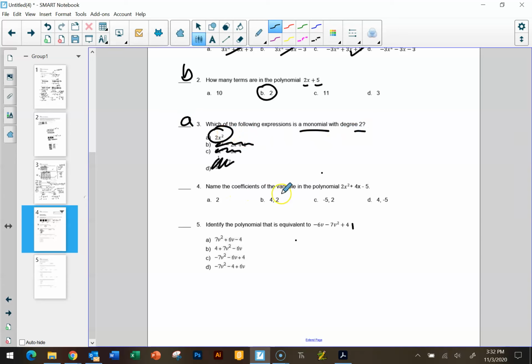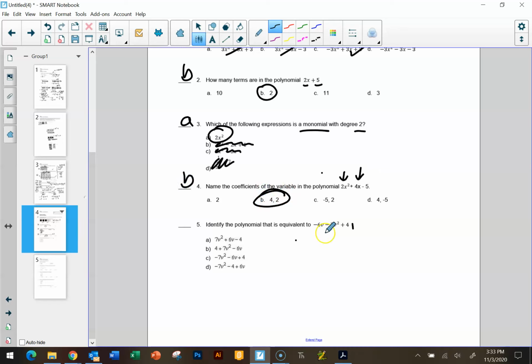What are the coefficients of the variables in the polynomial 2x squared plus 4x minus 5? Remember, coefficients are what's in front of variables. So there's actually two of them here, right? The 2 is a coefficient and the positive 4. So hopefully there's one that says 2 and 4. That is B. It's written backwards, but it's the same thing.